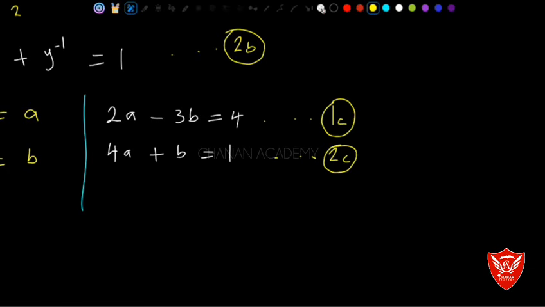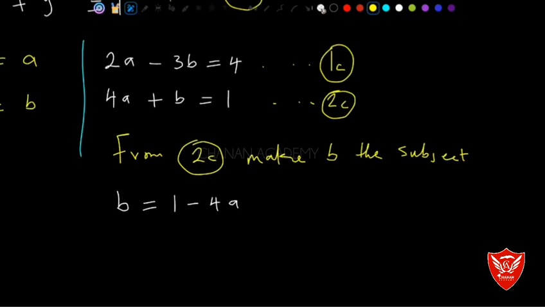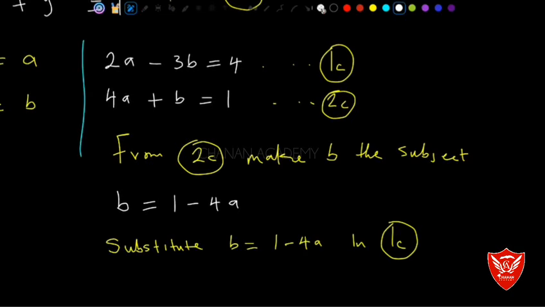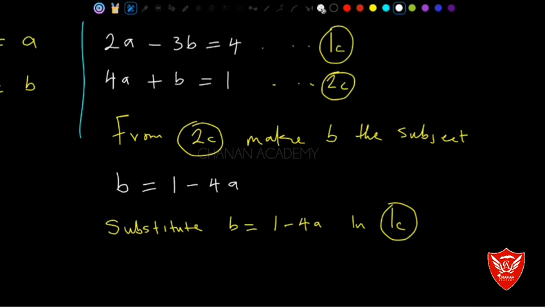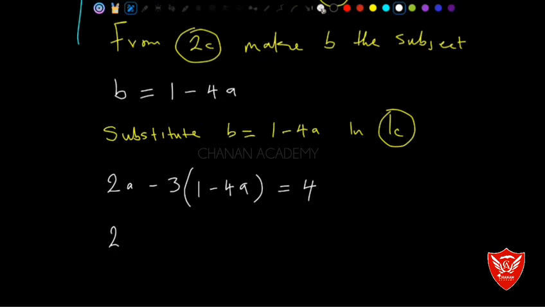So we are going to make b the subject from equation 2c. Alright, so let me make that. If you make b the subject from equation 2c, you are going to have b equal to 1 minus 4a. And when we substitute that in equation 1c, we are going to have 2a minus 3 open the bracket 1 minus 4a equal to 4. Now from this point, we are going to have 2a minus 3 plus 12a equal to 4.